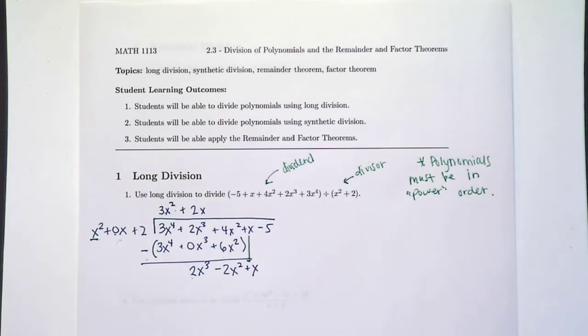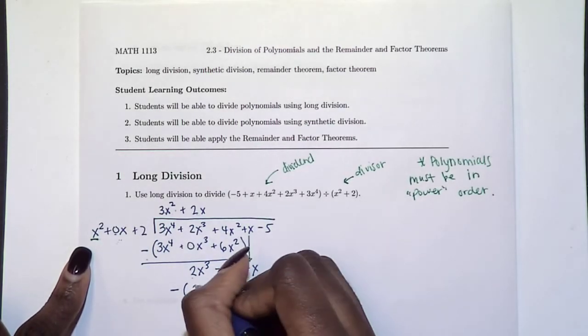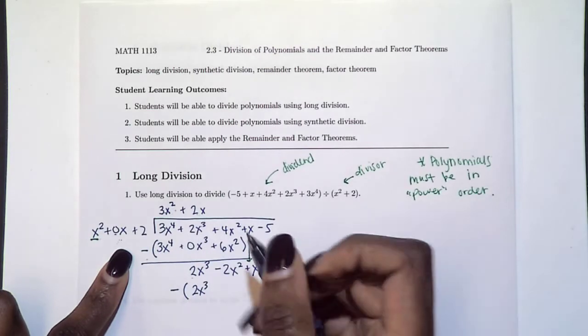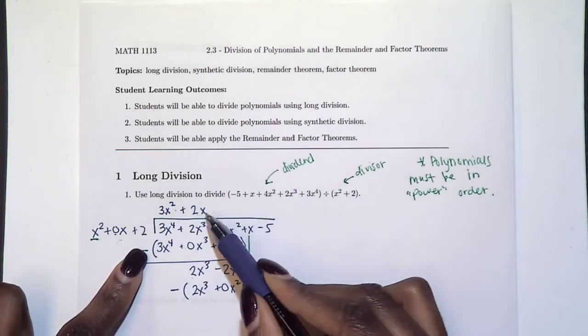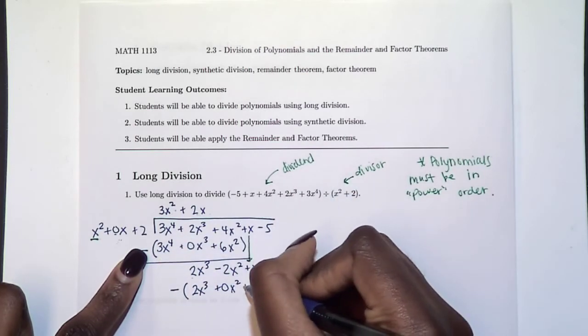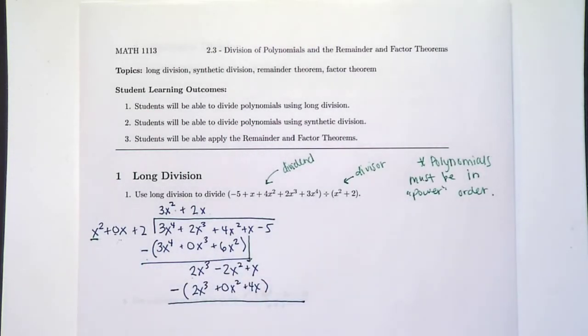Okay, so now we do our multiplication because that's what we're subtracting down here. So 2x times x squared, that's 2x to the 3rd. 2x times 0x, well, that's 0x squared. And then 2x times 2, that's 4x. And so this is what we're subtracting. This should be 0, just like we wanted it to be.